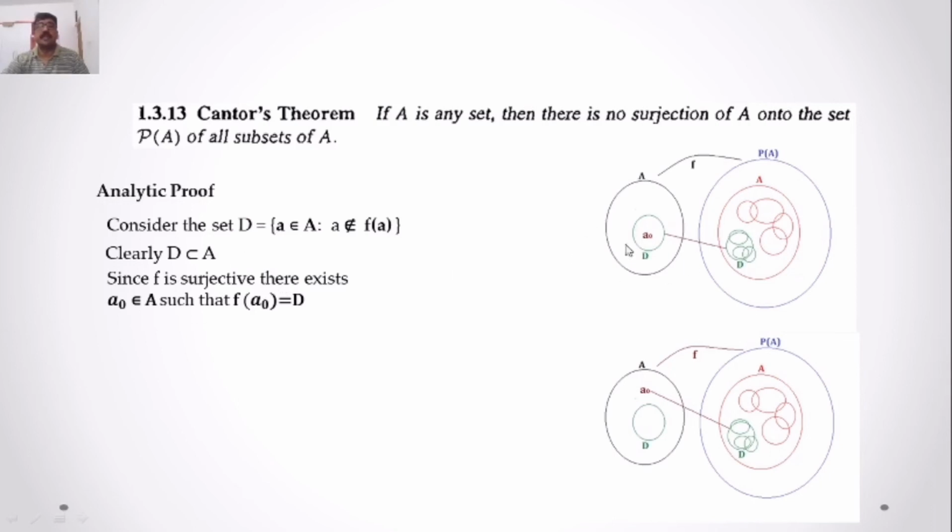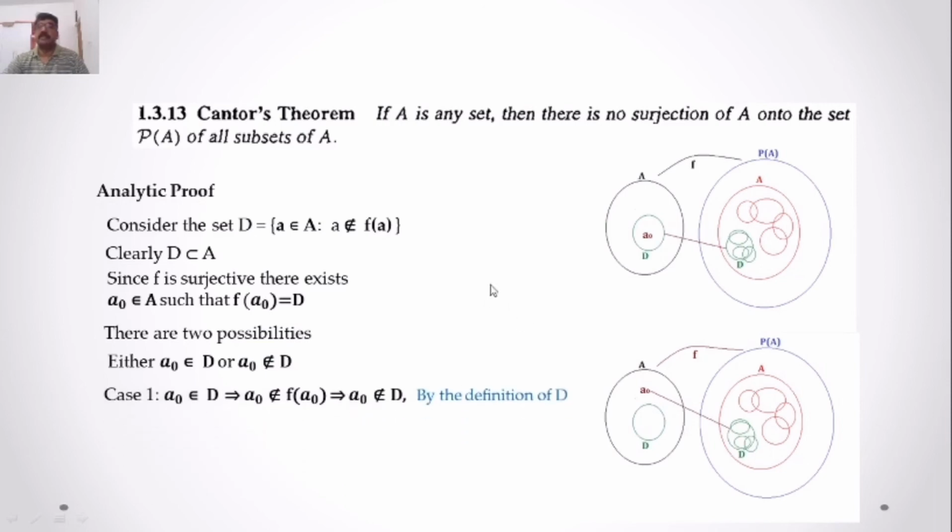Now since f is a surjective function and D is a subset of A, corresponding to this D there must be an element a naught here such that f(a naught) is equal to D. Now there are two possibilities like this. a naught may be in D, a naught may not be in D, where D is defined as all a in A for which a is not in f(a).